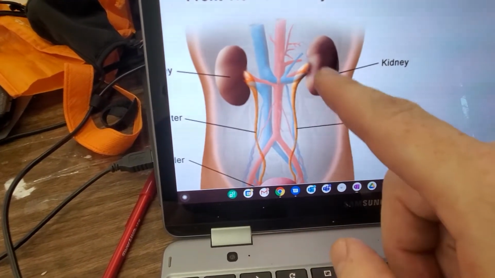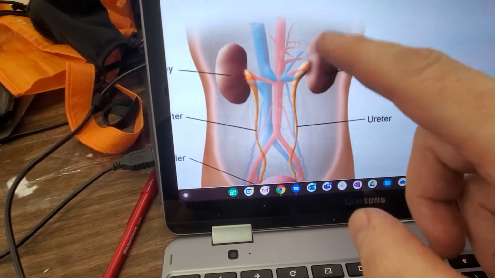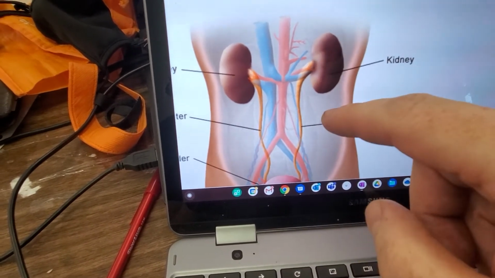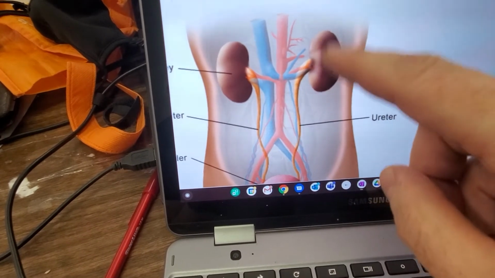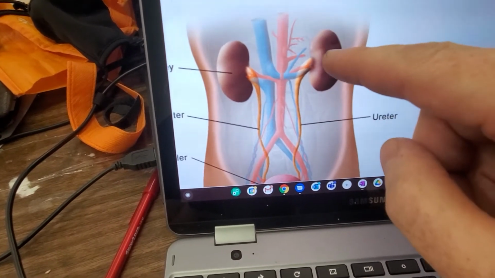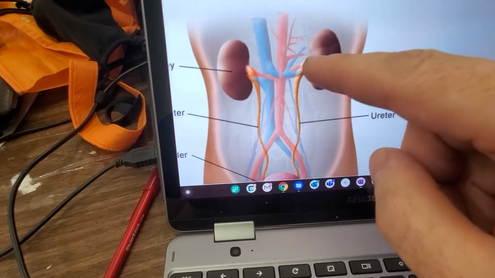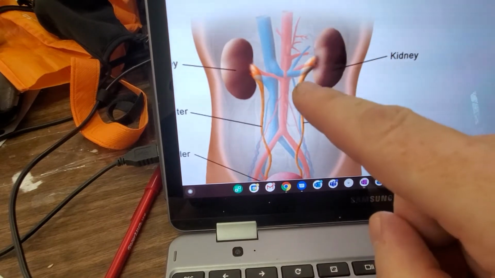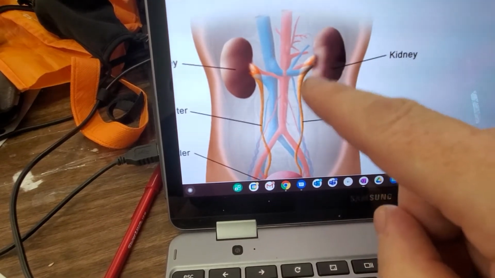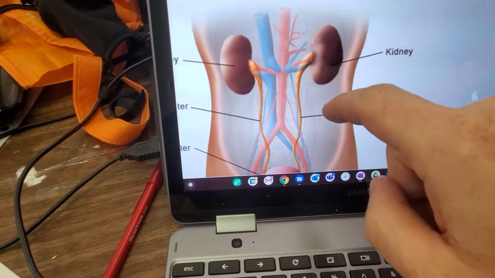But okay, so we start with the kidneys. This is where filtration happens. This is the major, active organ, and this is where urine is formed. Urine is made inside the kidneys, and we'll talk about that in the next section. Then that urine travels down the ureter, the next major structure of the urinary system.